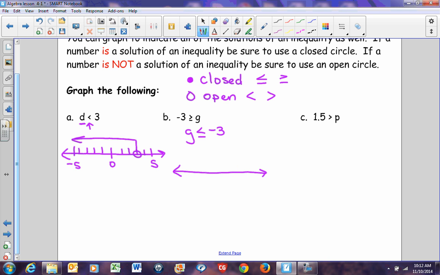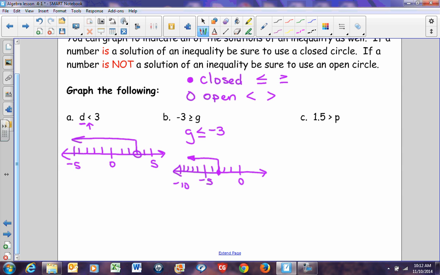So here's my number line. There's my labeling of my number line. Now I simply just need to plug it in. It's less than or equal to -3. So I will find -3. I will make it a closed circle. And I will go less than, which goes to the left.